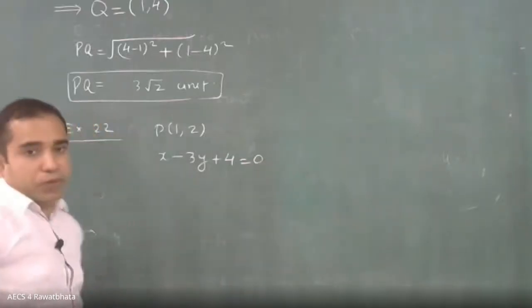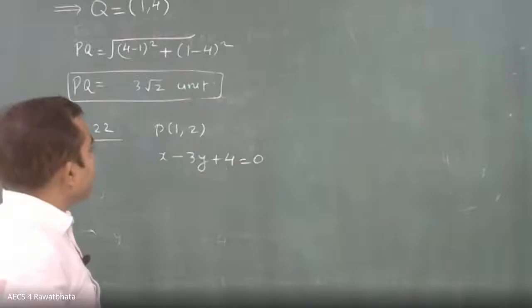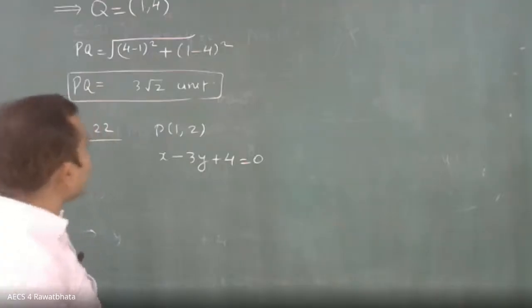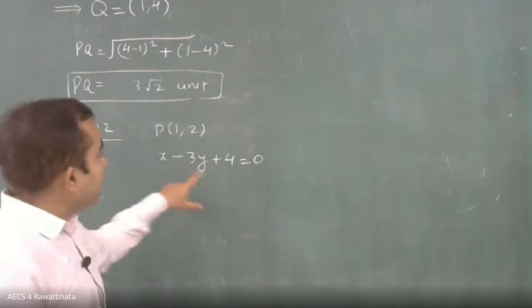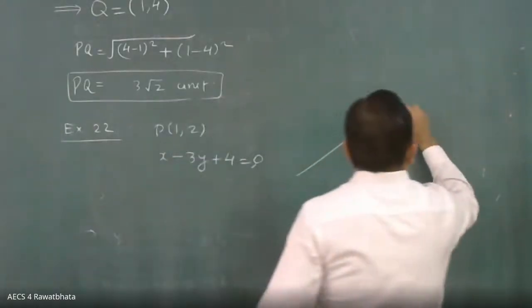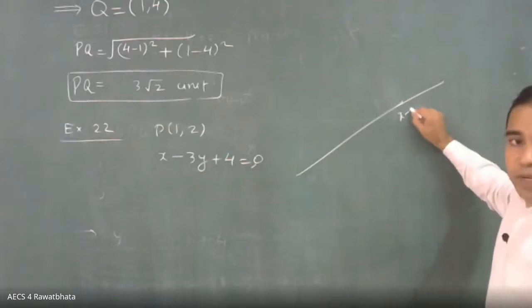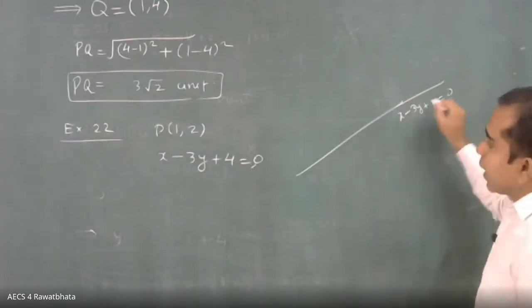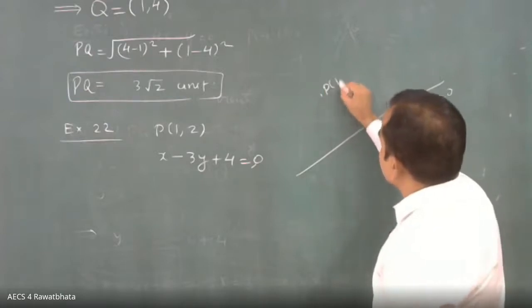Assuming that straight lines work as the plane mirror, find the image of the point (1, 2) in the line x minus 3y plus 4 equal to 0. So I have to find the image of this point about the plane mirror whose equation is this. Suppose this is the line and its equation is x minus 3y plus 4 equal to 0. And suppose this is the point P whose coordinates are (1, 2).